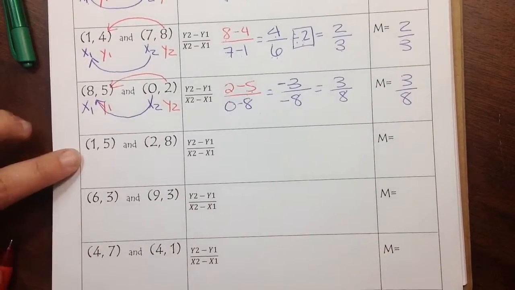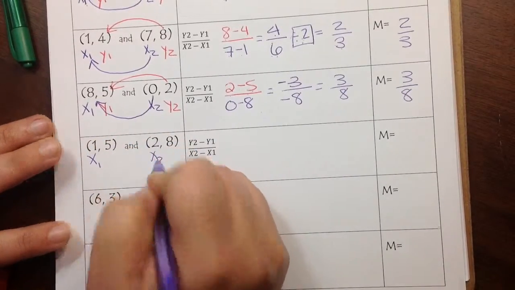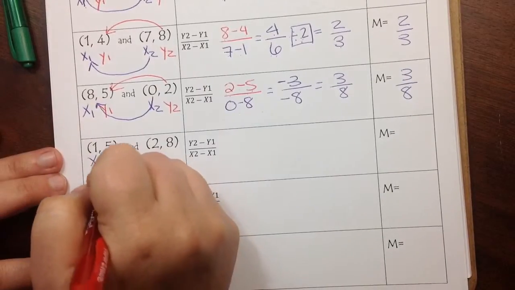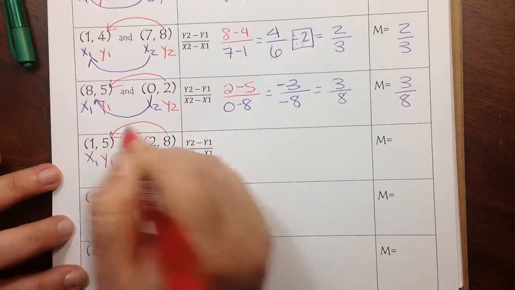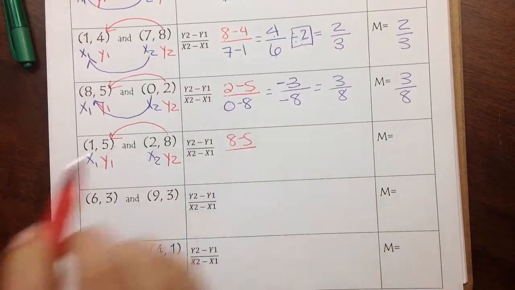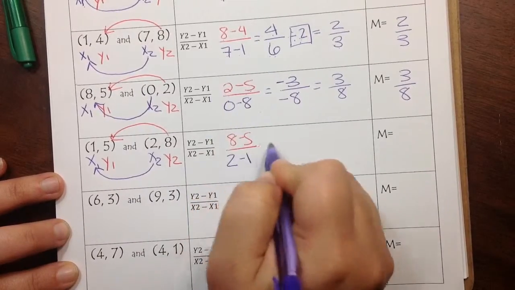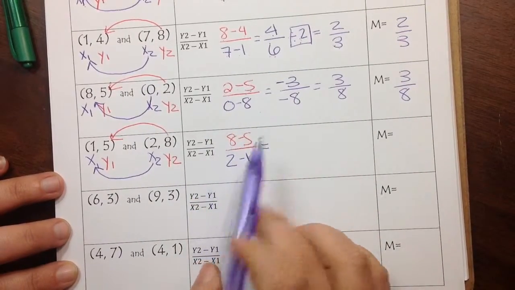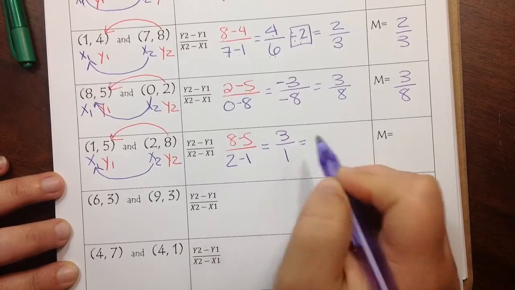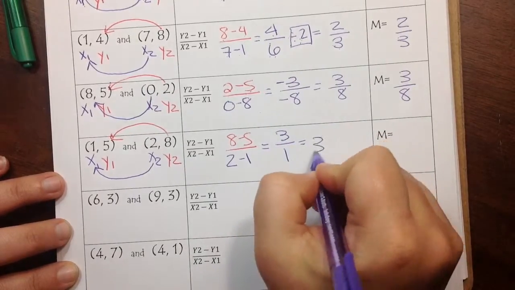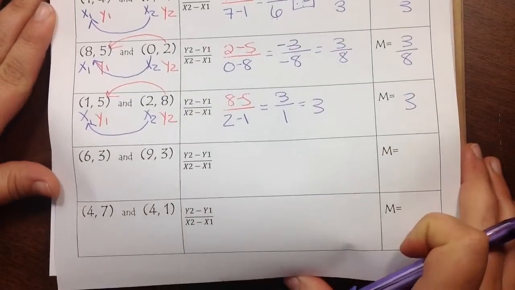Alright, let's look at this one. Same thing, x1, x2, y1, y2, y2 minus y1, 8 minus 5 over x2 minus x1, 2 over 1. Work it out. 8 minus 5 is 3. 2 minus 1 is 1. 3 divided by 1 is 3. Easy enough.